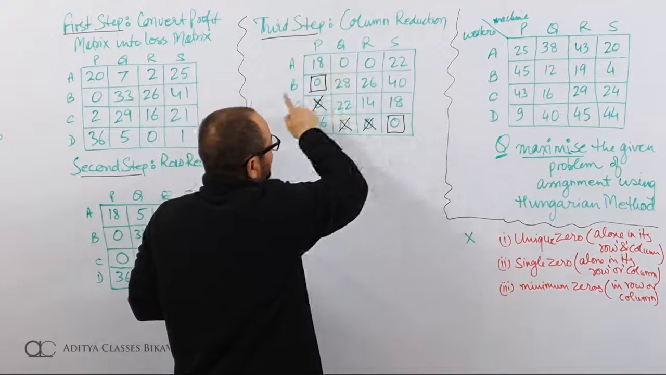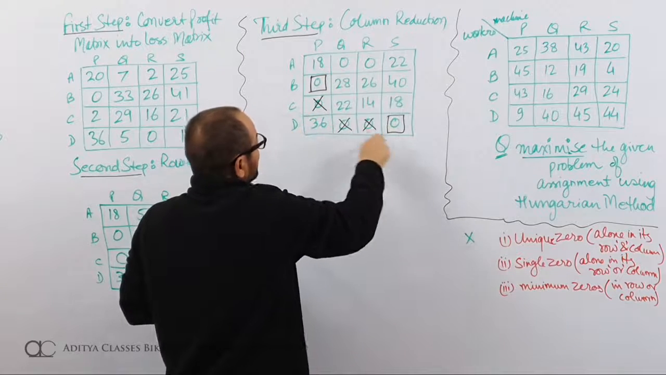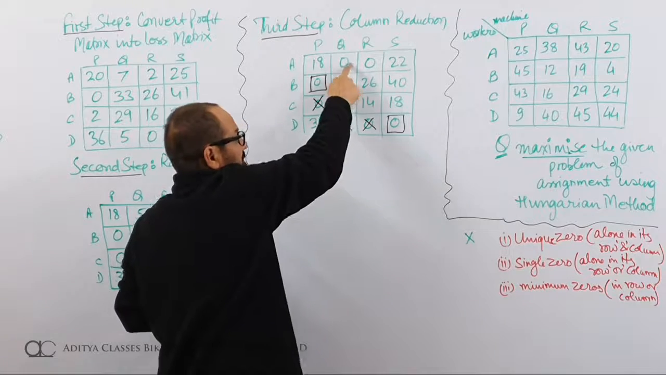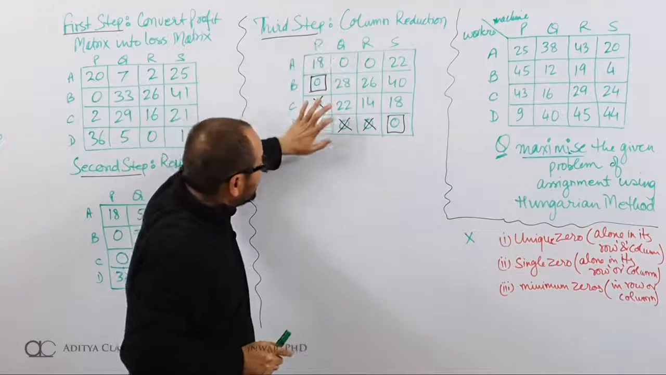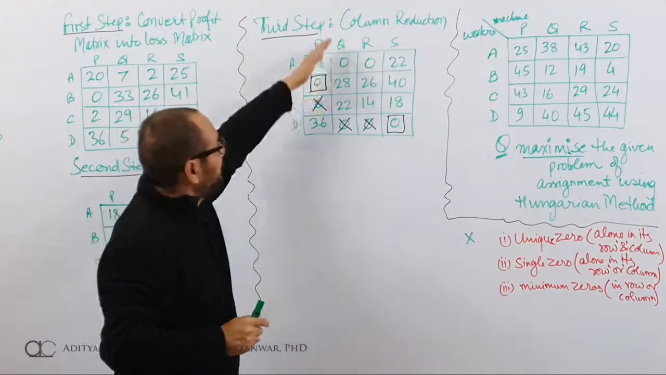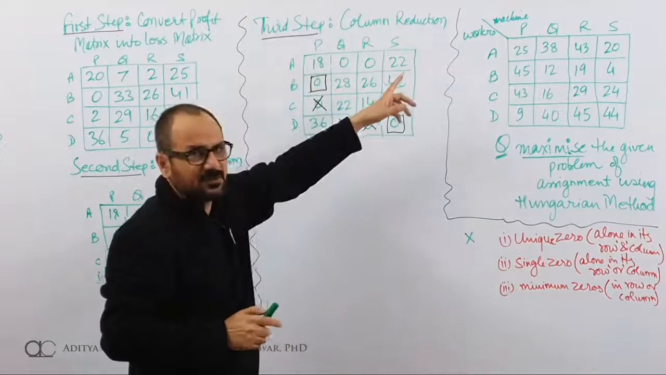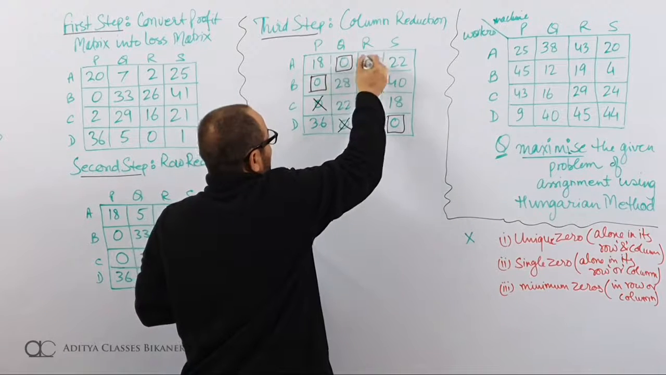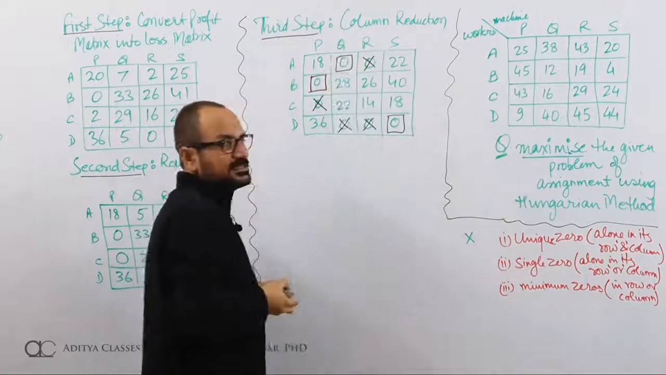2 zeros, leave it. Assigned. No zeros, assigned. No zeros, at least in its row. Now this has become single. Earlier it was not single because there was a zero over here also. But now column wise it is single. Row wise it is not. Column wise it is single. So I can make an assignment over here. I make an assignment, I remove the other zeros.